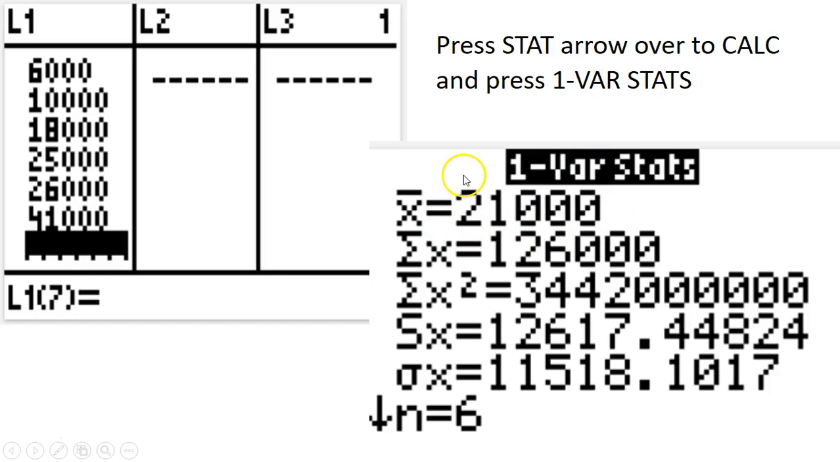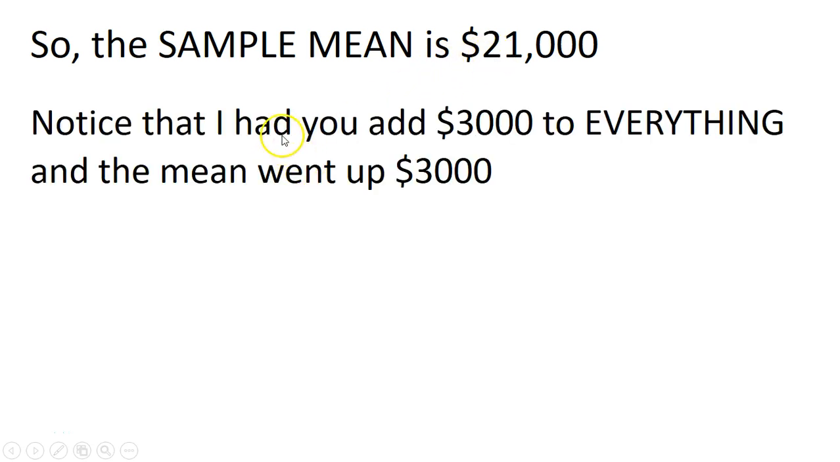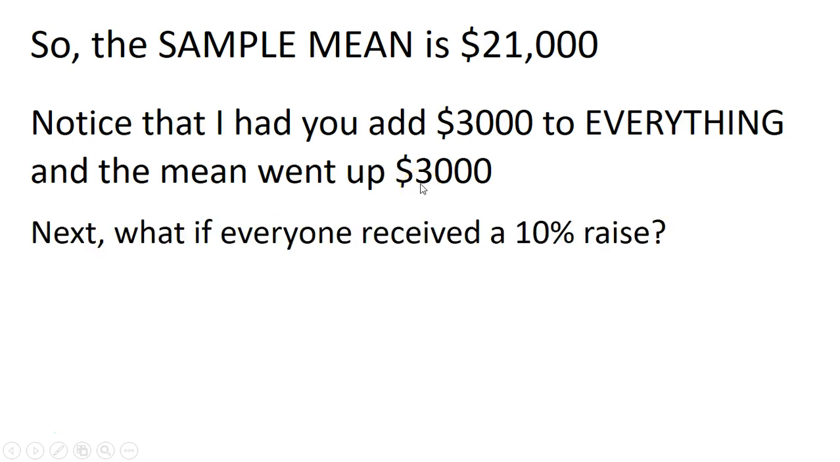And notice that the mean salary also went up by 3,000 because everything did. That is something key that I want you to notice here. The sample mean is now 21,000. I had you add 3,000 to everything, every single one of them, and the mean also went up 3,000. Unlike the example before, when we just altered the one doctor from 33 to 58 and it changed the mean. But if I would have changed every single one and upped every single one by 25, the mean would have also gone up by 25.